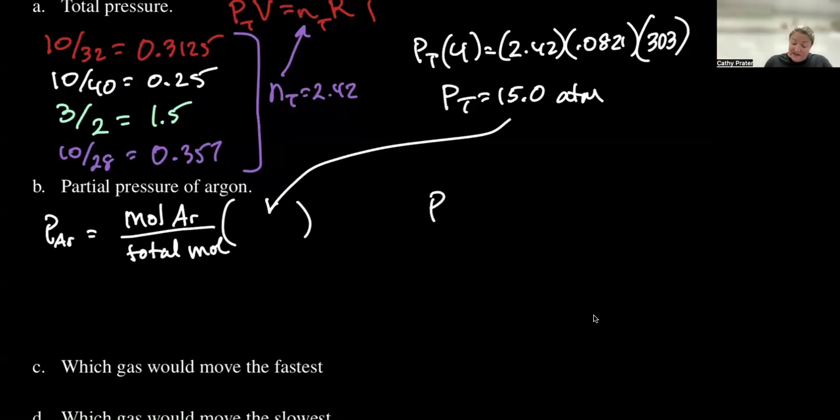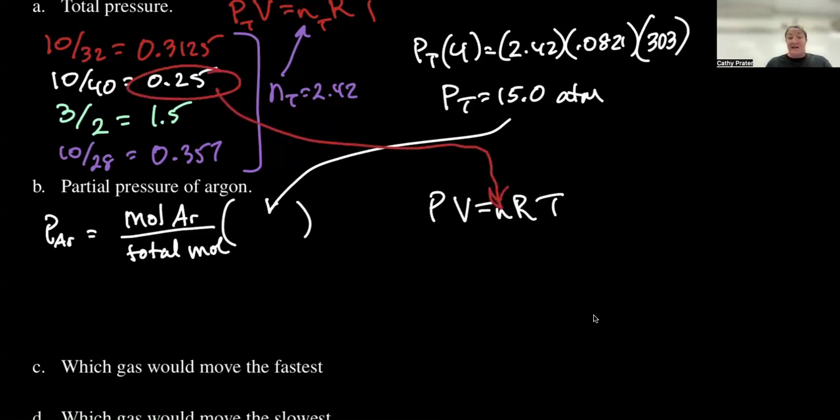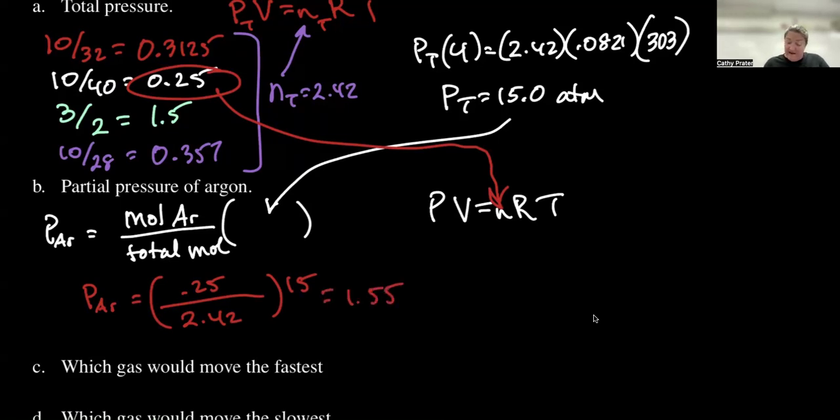The other choice is I can do PV equals nRT, and instead of plugging in the total moles like I did before, I can take the moles of just argon and plug it in, and it'll give me the same answer. I'm going to go ahead and do this mole fraction way. So moles of argon was 0.25. The total moles was 2.42, and my total pressure was 15. So 0.25 divided by 2.42 times 15 gives me 1.55 atm.